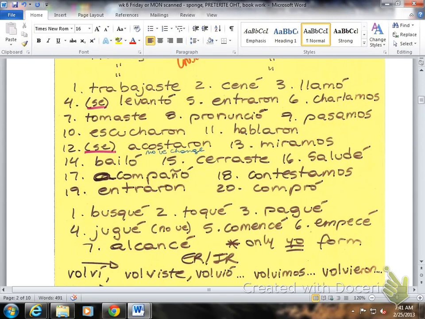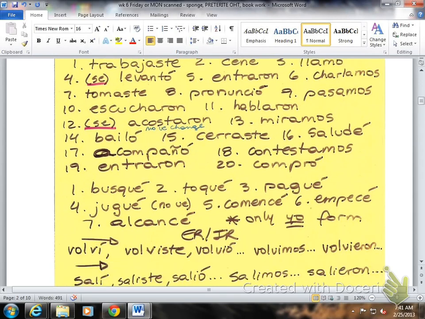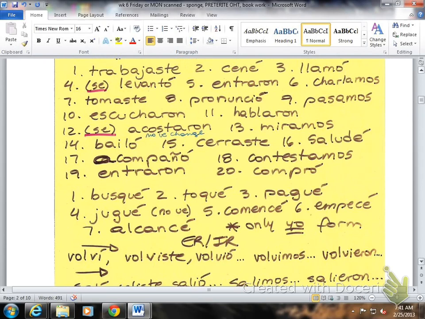Check the rest there, back of the crossword. You had -ar separate from -er, -ir. And then they had the section for -car, -gar, -zar separately, but all the sections will be together on the quiz.